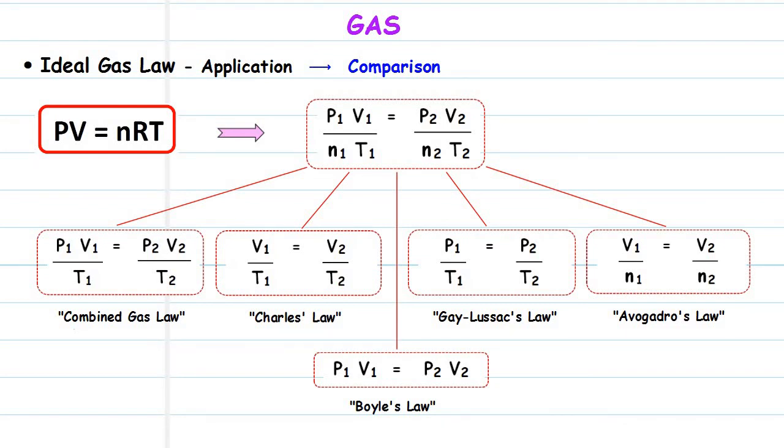Again, you do not need to try to memorize all of them. From the ideal gas law, the only formula that you should remember is PV equal to nRT. And next time we will look at some practice questions, and we'll try to apply this knowledge to solve certain problems.